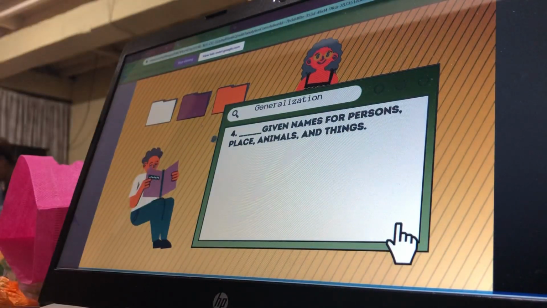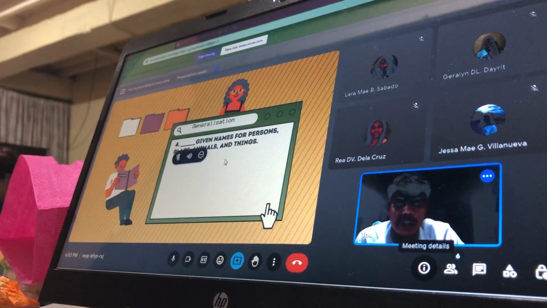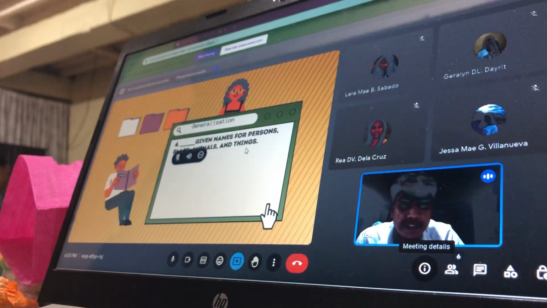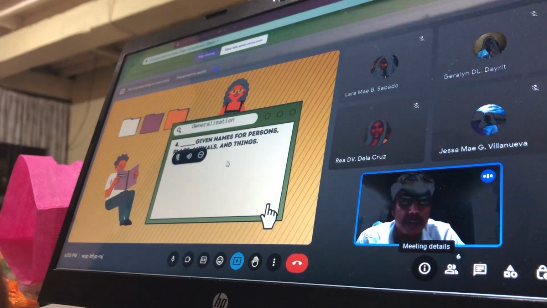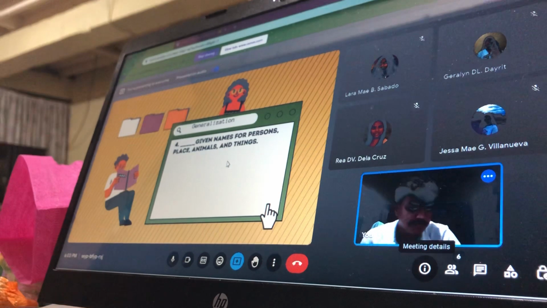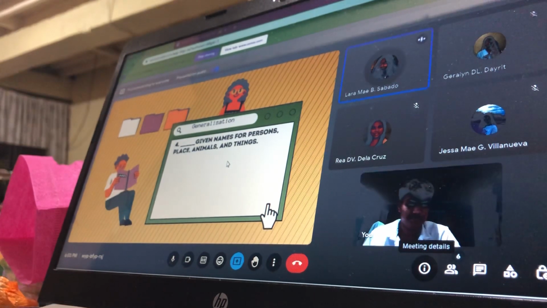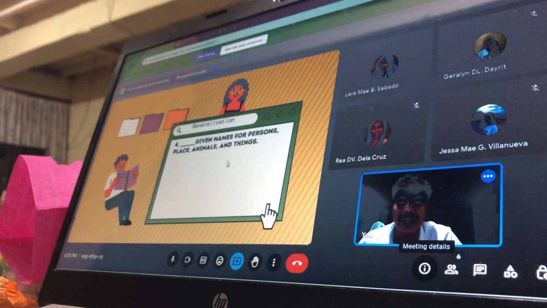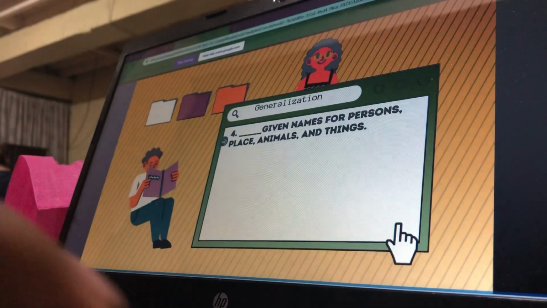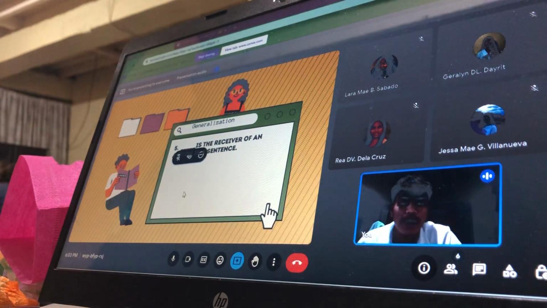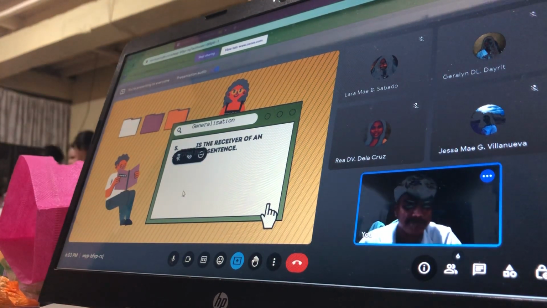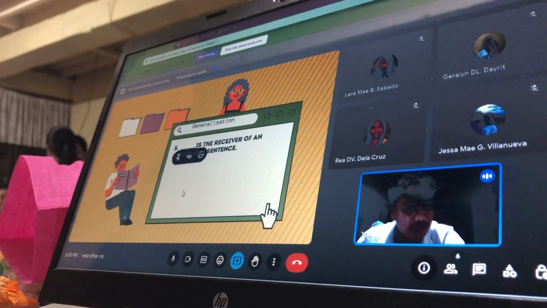Okay, next. Given names for a person, place, animals, and things. What is this? It is also a type of noun. Given names for persons, places, animals, and things. Proper nouns. Okay, very good. It is proper noun. And last, it is the receiver of an action in a sentence. It is what? Is it subject or an object?